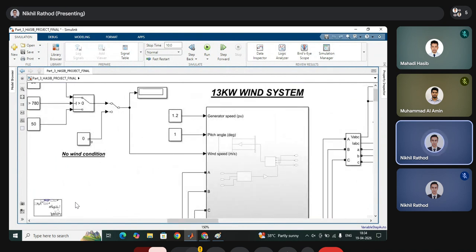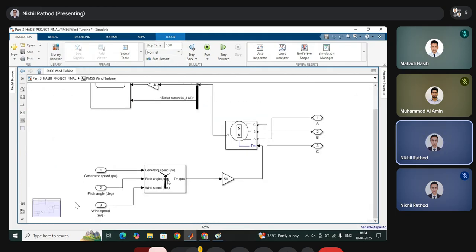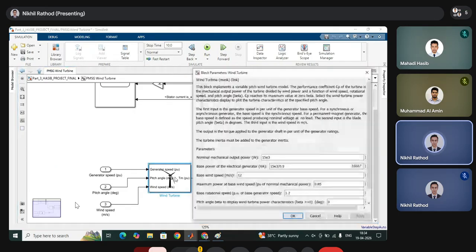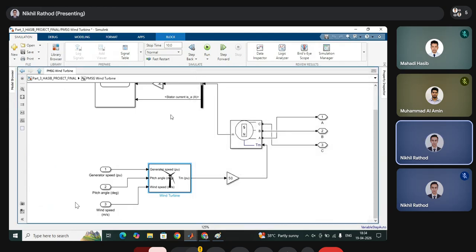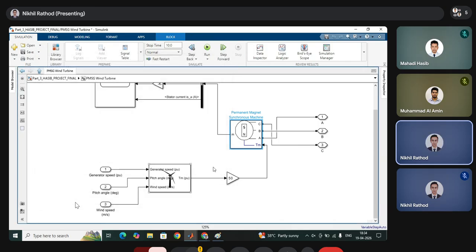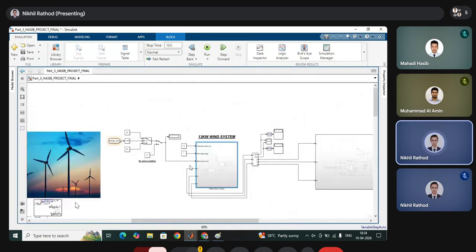You can see there is also a no-wind situation. You just double click on the switch, zero input, so there is no generation. There is no wind, there is no generation. Then the wind turbine and permanent magnet synchronous generator. For the wind turbine rating you can mention 15 kilowatt, and for the generator, if you convert this to kilowatts, you will get nearly 13 kilowatt.